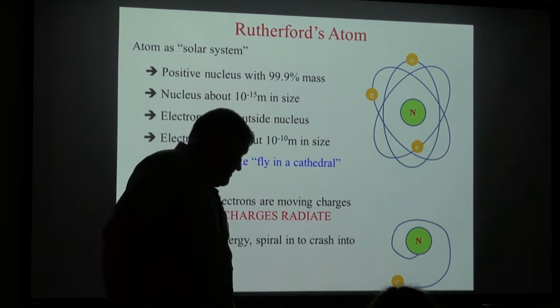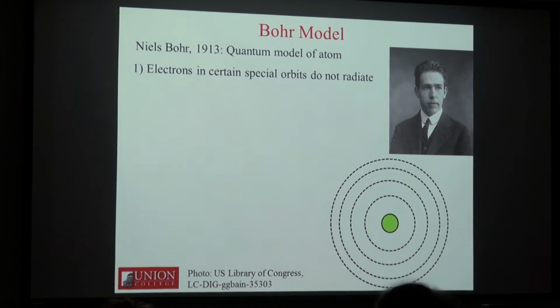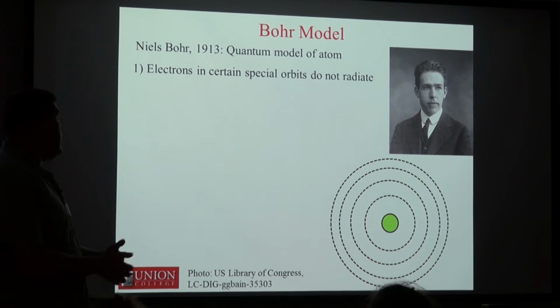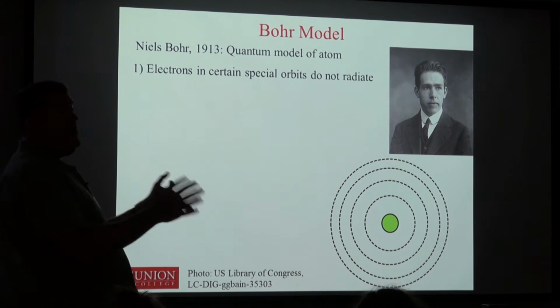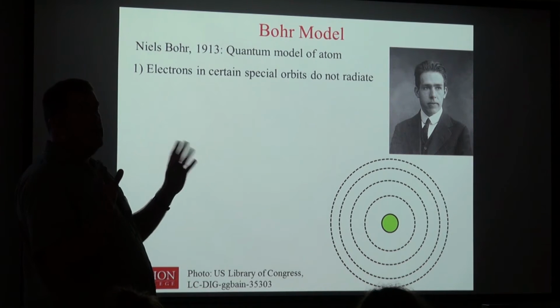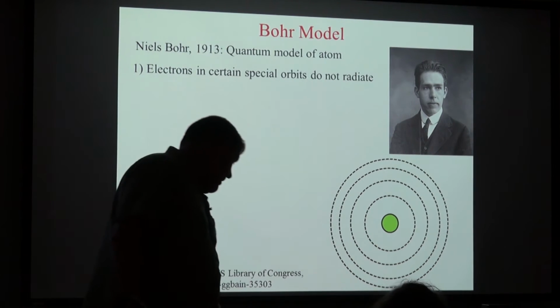And this is where quantum physics really takes off, with Niels Bohr in 1913. Bohr is a Danish theoretical physicist who has actually worked with Rutherford for a while. Bohr puts out the first quantum model of an atom, and he says, okay, there are certain special orbits for which we just suspend the moving charges radiate rule. We're just going to say that for these particular orbits, electrons in those orbits just don't emit any radiation. Why? Don't ask.